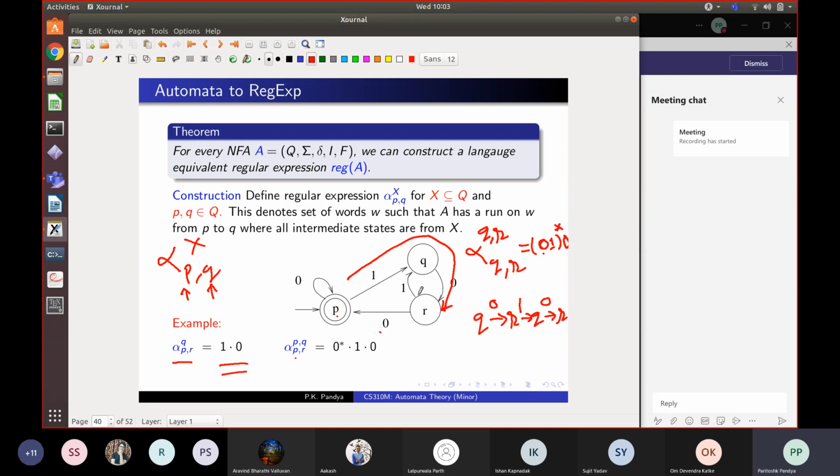So the only path, you cannot do this QR loop any number of times because you will have to visit R several times. That is not allowed, right? So what you can do is you can go via this loop any number of times because P can be visited any number of times. So you get 0 star, and then you must take this path. So you get 0 star dot 1 dot 0, right? So I think if you have understood these examples well, then things are easy. Who has a problem with this?